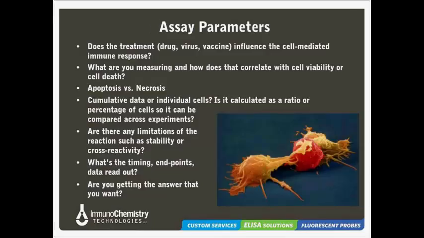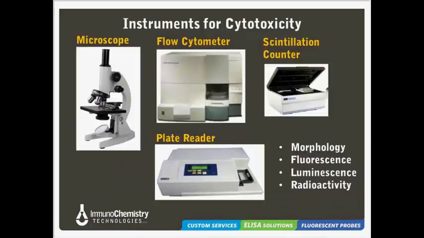Does the test generate cumulative data, as in a plate well, or does the assay look at individual cells? What's the timing of the assay? Does it cross-react with something else? Basically, are you getting the answer that you want? Instruments typically used when testing for cytotoxicity are microscopes, plate readers, flow cytometers, and scintillation counters. Most labs will have access to this equipment.